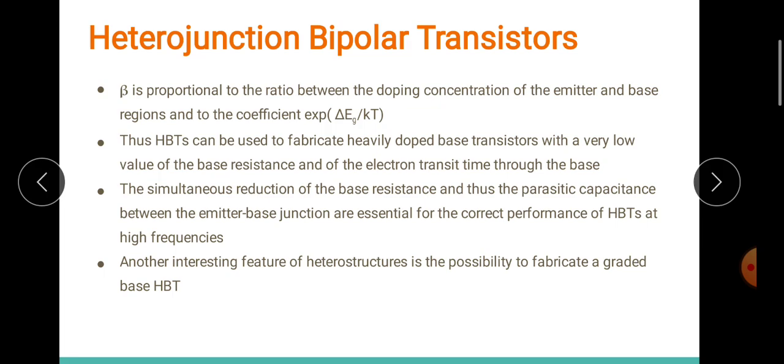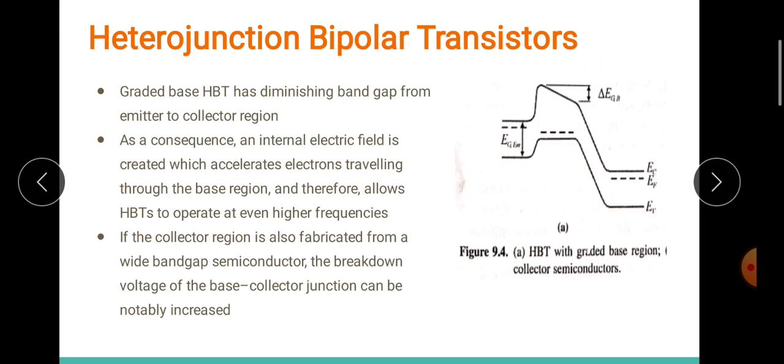Now, we have seen the band diagram of homojunction and heterojunction transistors. What makes heterojunction transistors very important is that we can modulate or manipulate the base of these HBTs. And what can we do? We can make graded base HBTs with varying band gaps from the emitter to the collector region. Let's see the diagram. This is a graded base HBT.